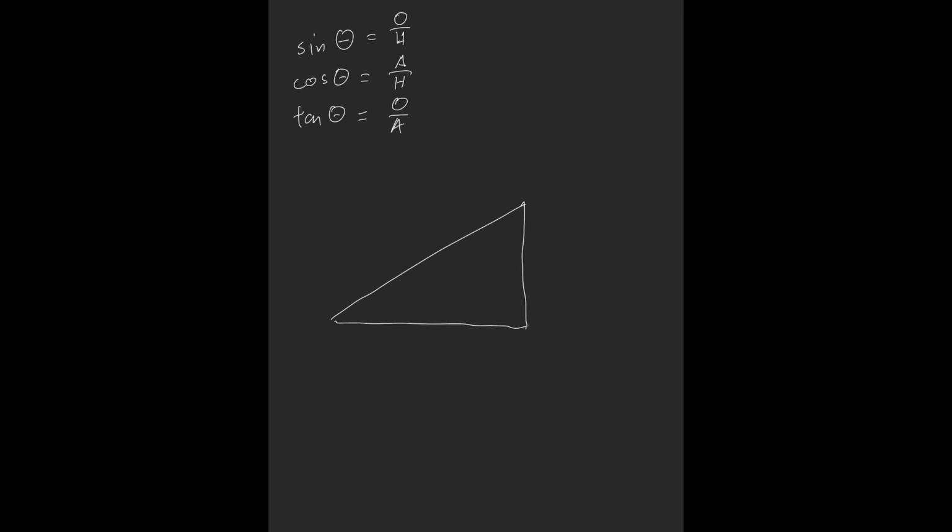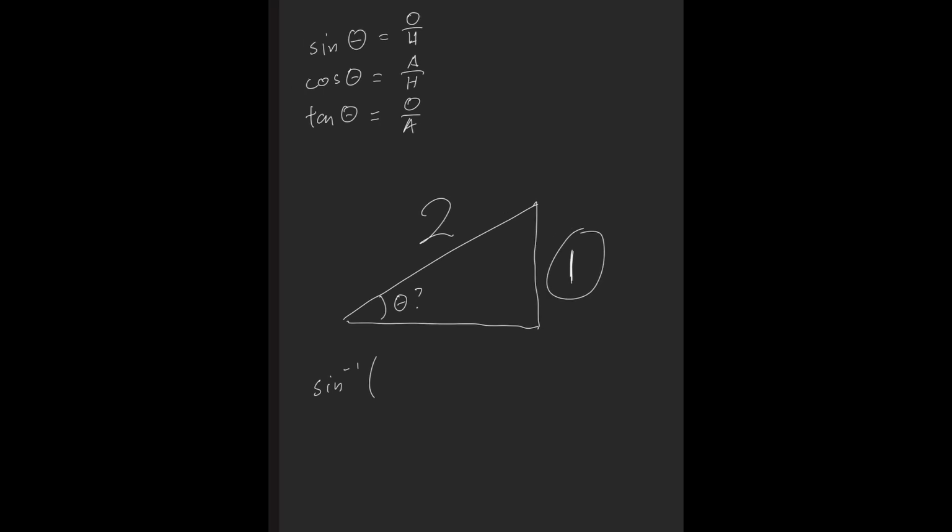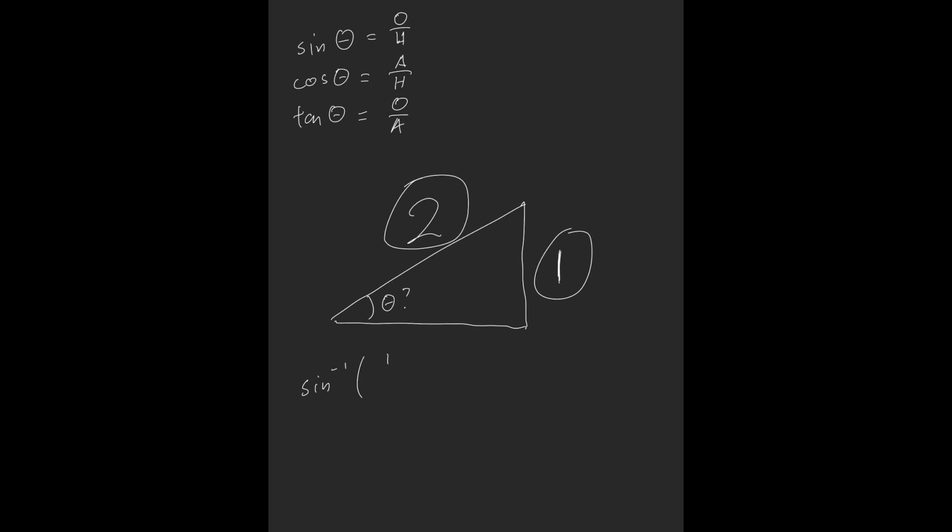Let's take a look at this triangle right here. We have the opposite side with a length of 1, and we have the hypotenuse with a length of 2. What's theta? Well, we know that the inverse trig functions will take a ratio and spit out a degree. That's exactly what we're looking for, isn't it? So we use the arcsine function. Sine -1 of the sine ratio, which is the opposite over the hypotenuse, so of 1 over 2, is equal to the degree.